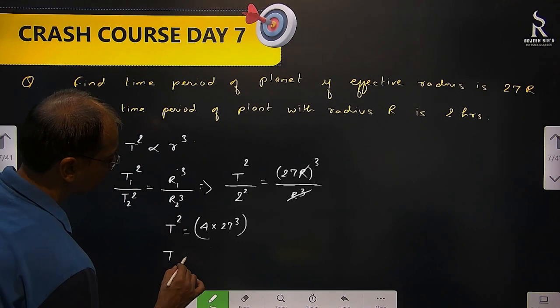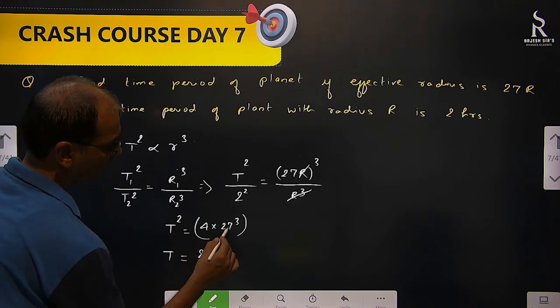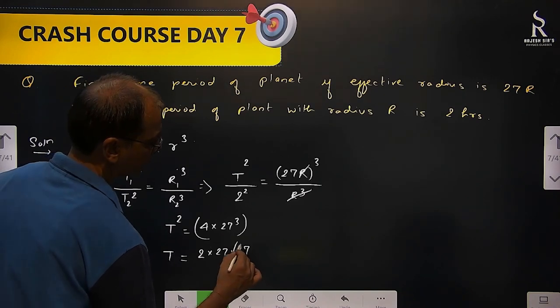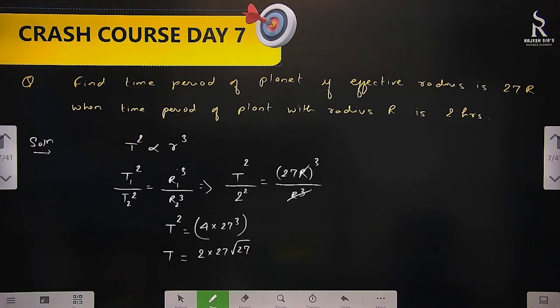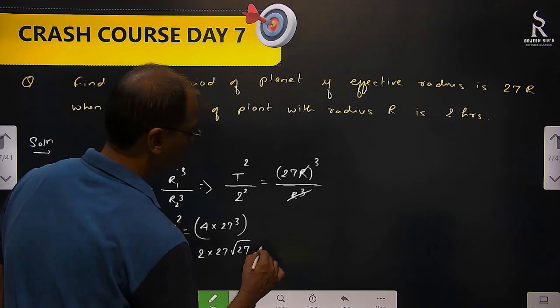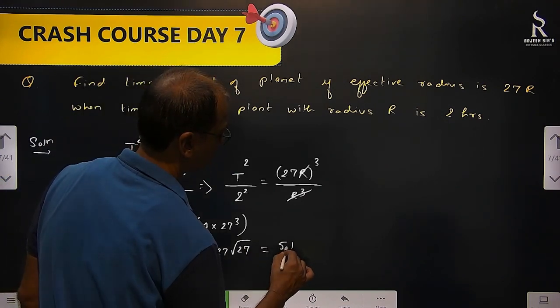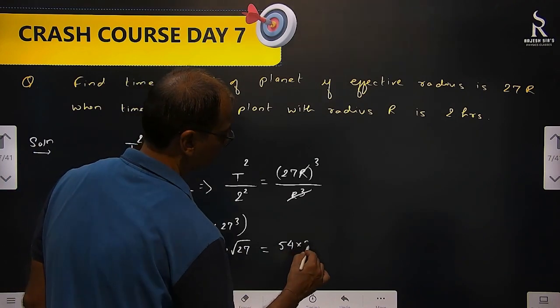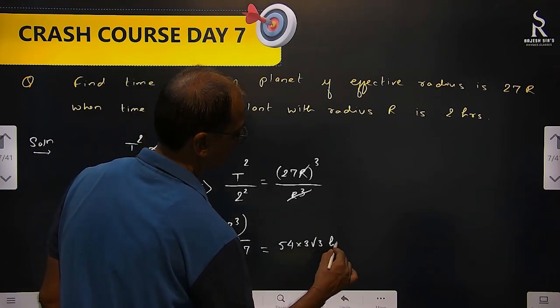Then what will happen? T equals the square root of this. Square root of this is what? 27 root 27. So 2 into root 27. Root 27 we can write as 3 root 3. So 3 root 3 hours.